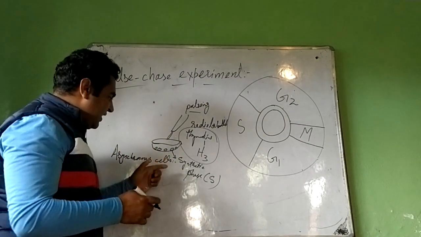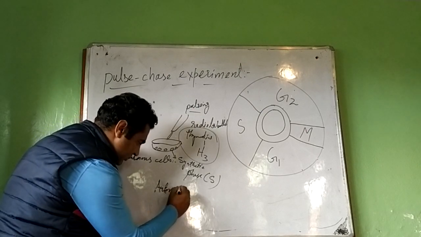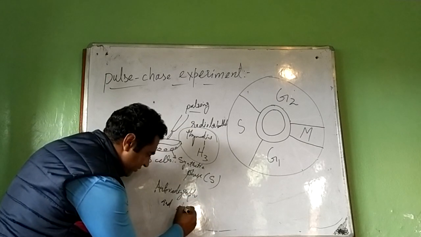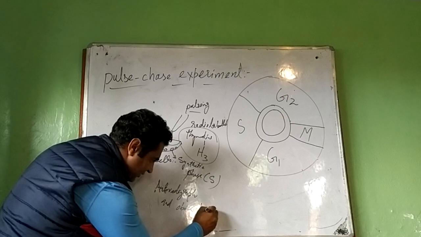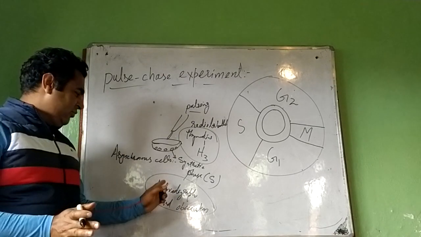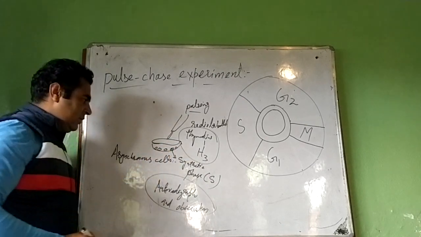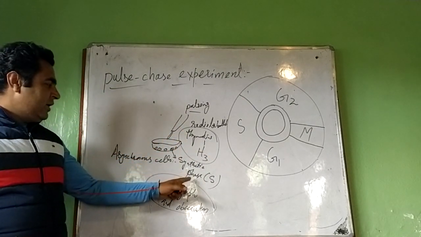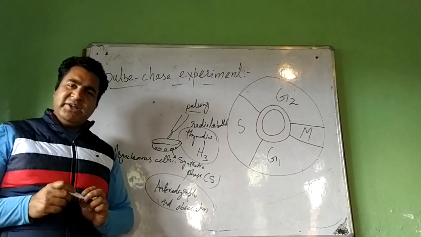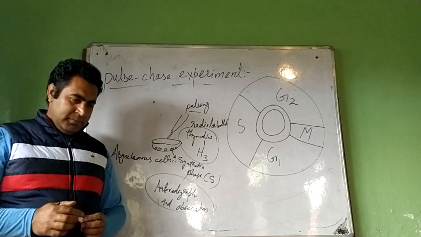So the only cells, via autoradiography and observation under a microscope or any technique, if we can observe the cells and if we can autoradiograph, the only cells which capture the radiolabeled thymidine will be in S phase or synthetic phase. The rest of the cells, if they are not doing any DNA synthesis, obviously they are in another phase of the cell cycle.